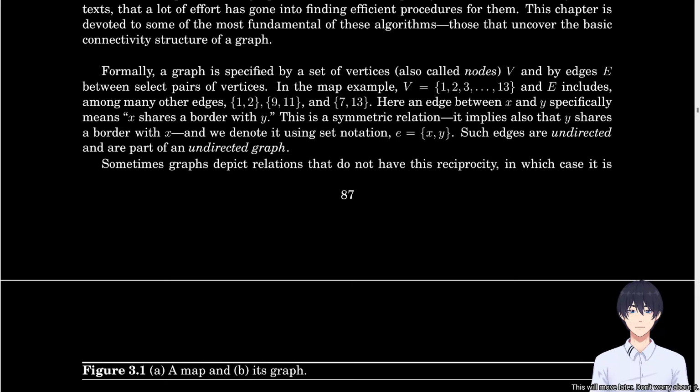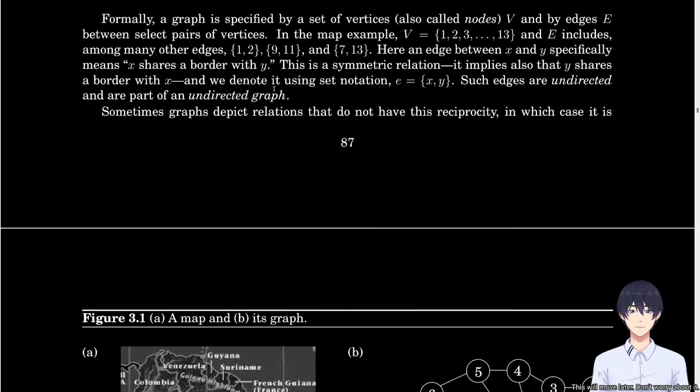Formally, a graph is specified by a set of vertices, also called nodes, V, and by edges E between select pairs of vertices. In the map example, V is some integers, and E includes, among many other edges, such sets of integers. So here they're only showing sets of 2, but I'm imagining you can have graphs with edges of 3 or more vertices.